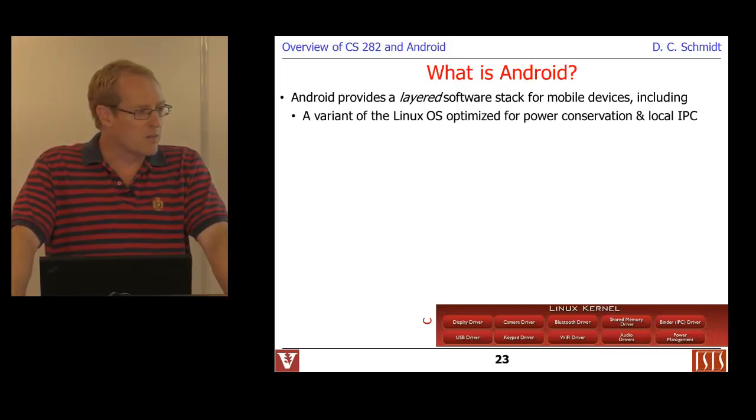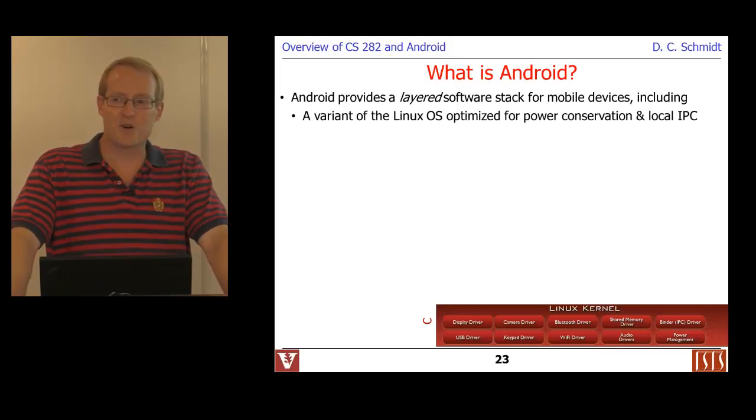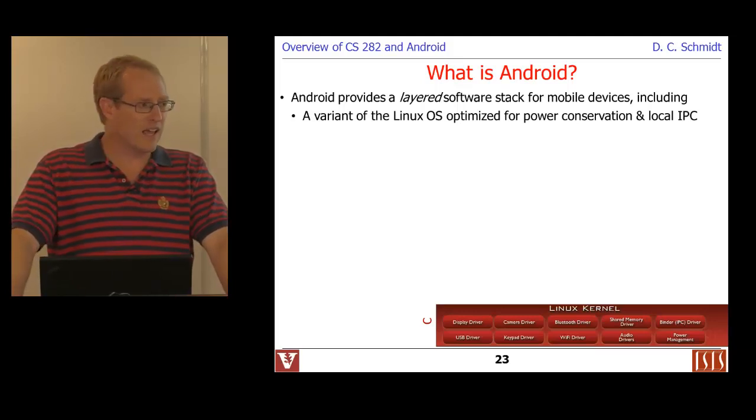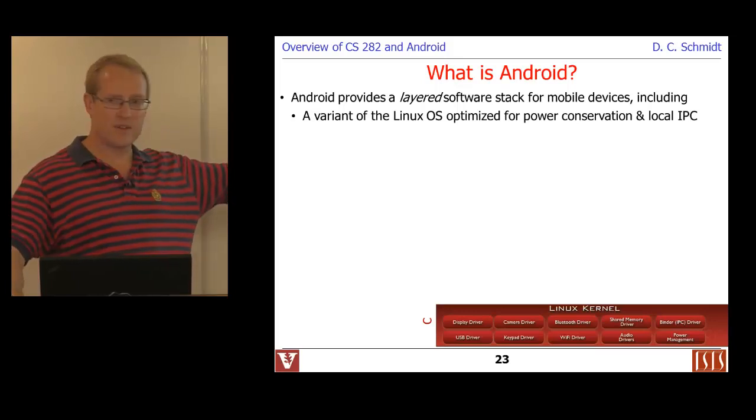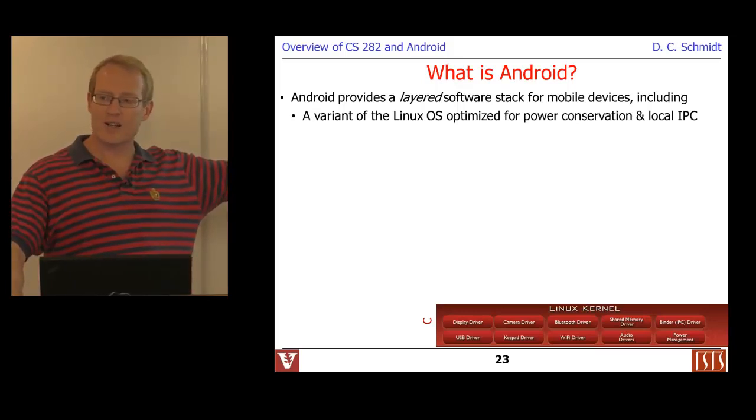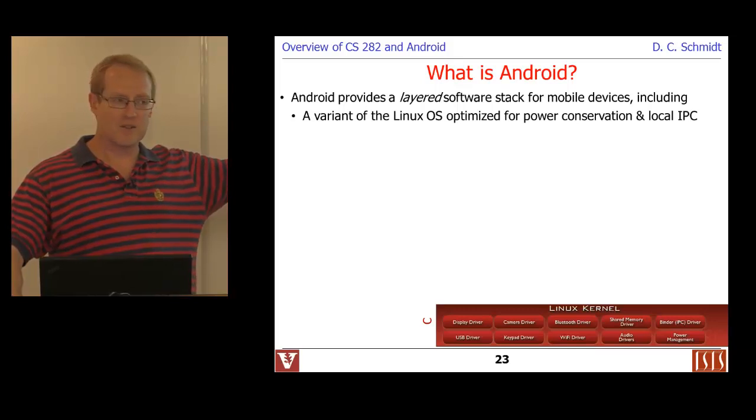So local inter-process communication is a big deal. Power management is a big deal. Trying to reduce footprint is a big deal. And so that's kind of the way that they tweaked Linux in order to work in that environment. And of course, all that code is in C. And you can actually go and download that code and play with it and tweak it and stuff like that.